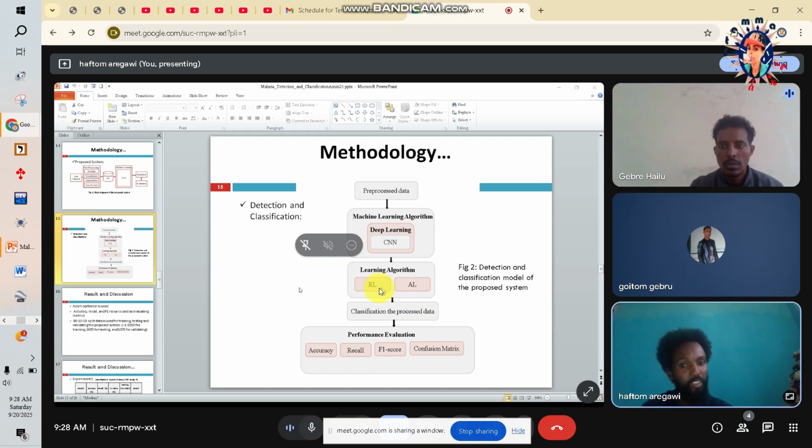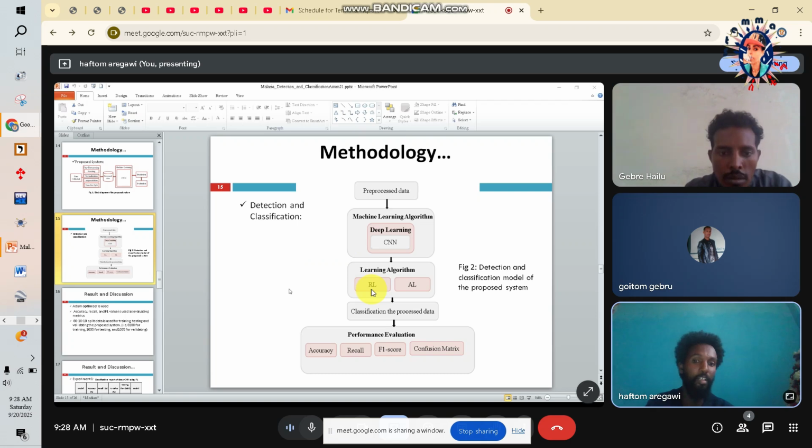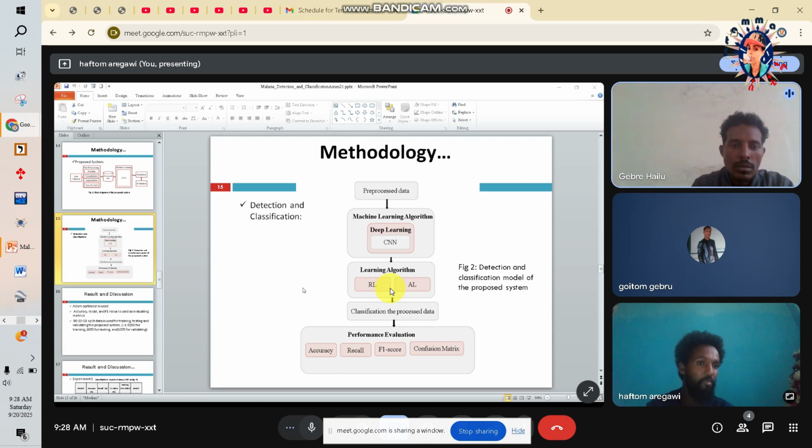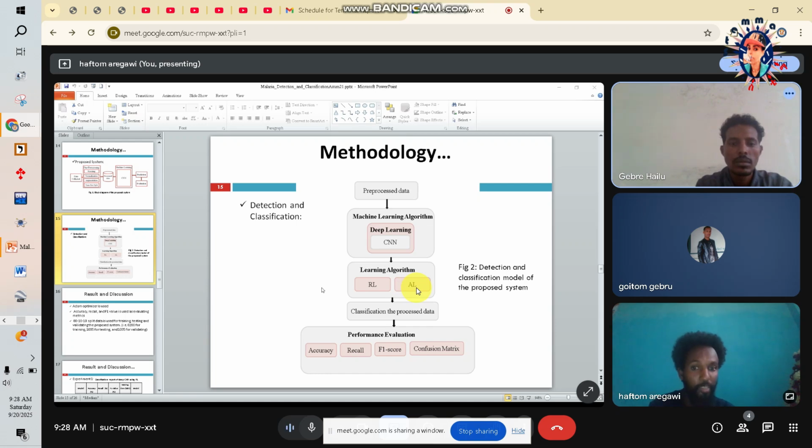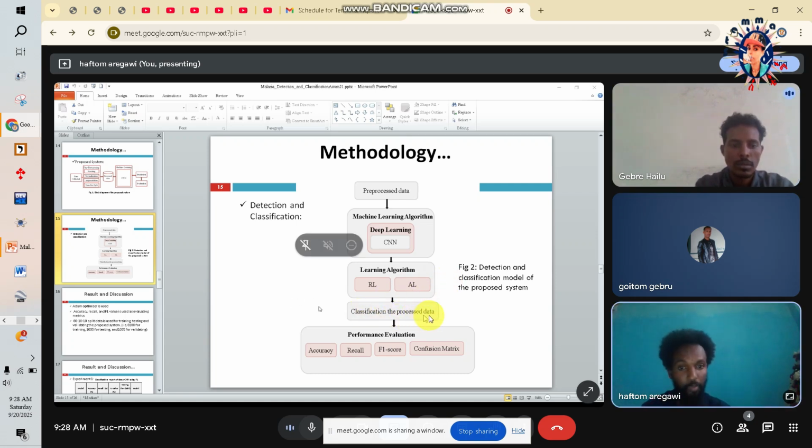Our hypothesis was that reinforcement learning algorithms work by directly interacting with the environment. However, we ensured that a supervised learning algorithm is very critical for medical diagnosis. We selected an adaptive learning supervised mechanism. Then classification of the processed data.